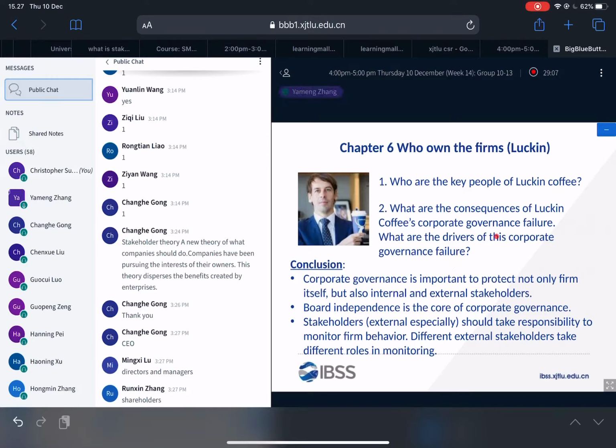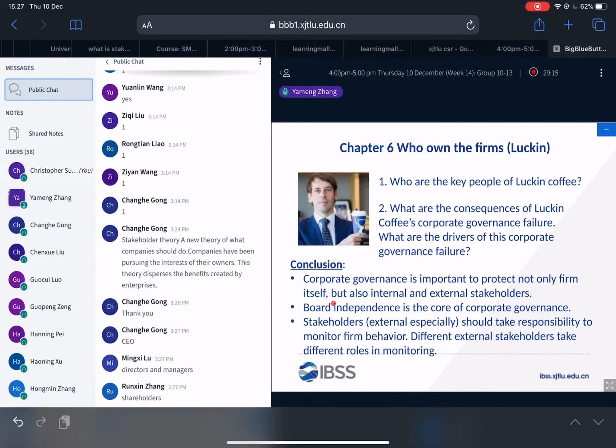Okay. And in this chapter, we also introduce what corporate governance is. When we talk about corporate governance, we mainly talk about how boards of directors, as representatives of shareholders, monitor the decisions made by the CEO and its top management team.